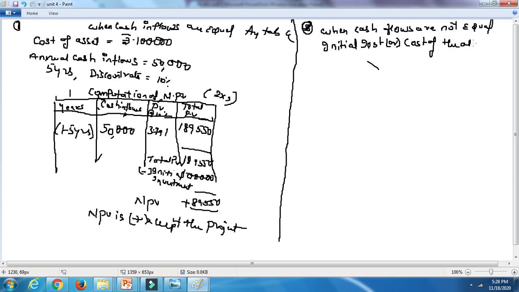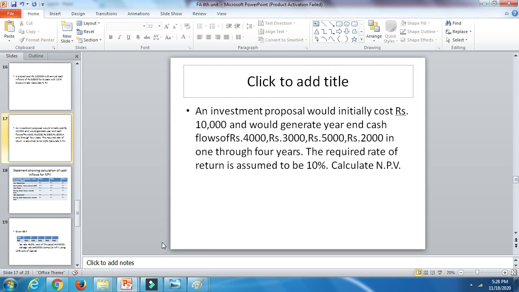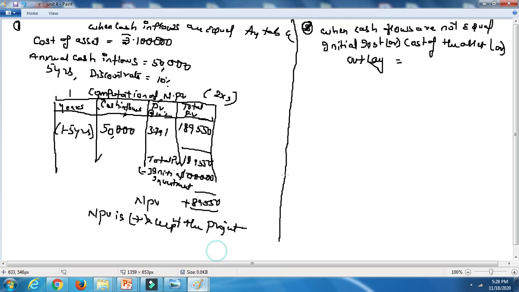We are doing this problem now. When cash flows are not equal, how much has he given you? 10,000. So let's take that 10,000. And discount rate is 10%. Okay, let's write it as R. So he is asking us to calculate the NPV and cash flows. For 4 years: 4, 3, 5, 2. Let's take that also simultaneously.